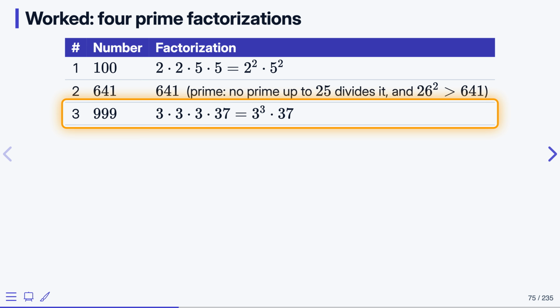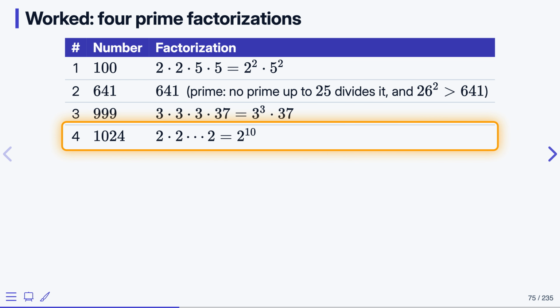999 equals 3 times 3 times 3 times 37. That is 3 cubed times 37. 1024 is 2 multiplied by itself 10 times, which we write as 2 to the 10th. Same number, 1 factorization each. No other recipe exists.